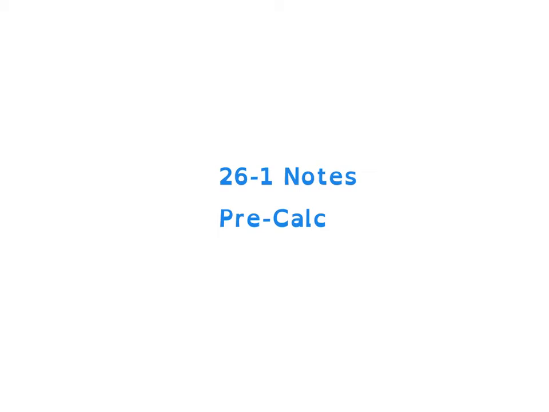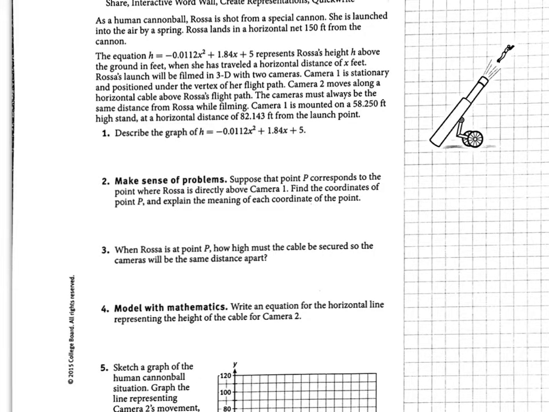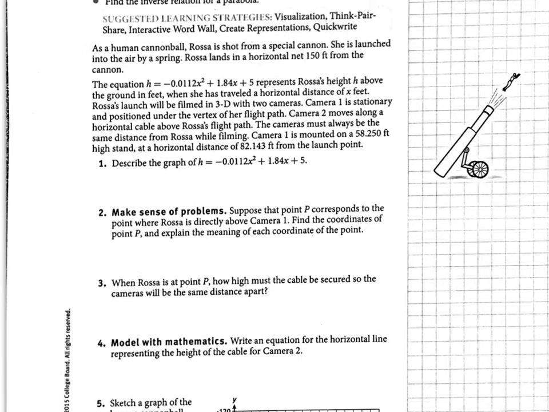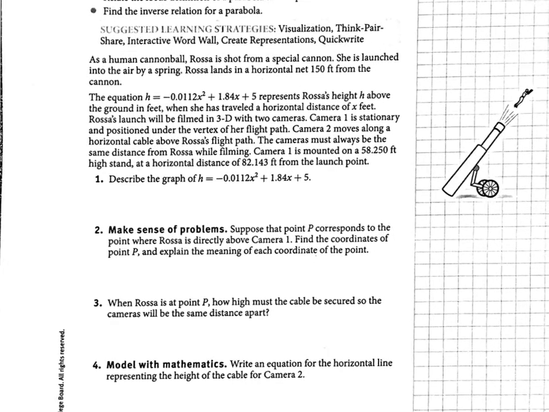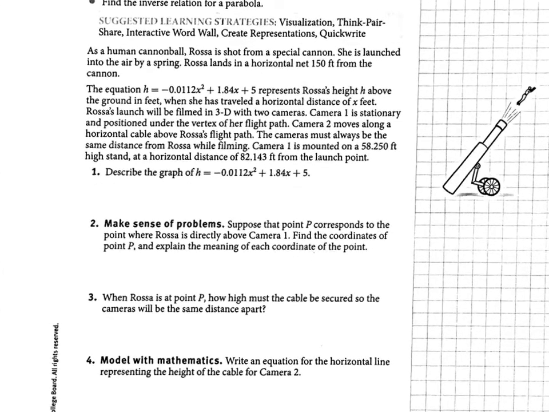We're going to start on page 347 in the book. And today we're going to go over parts of the parabola. And really what you have to get out of this is just what the parts are. We're going to use a sort of, maybe a little bit silly, example of a human cannonball. So Rosa is this human cannonball, and she gets shot out of this cannon, as you can see.